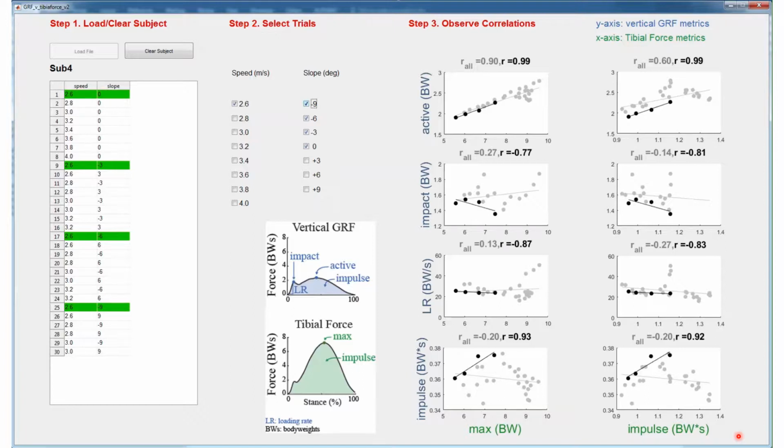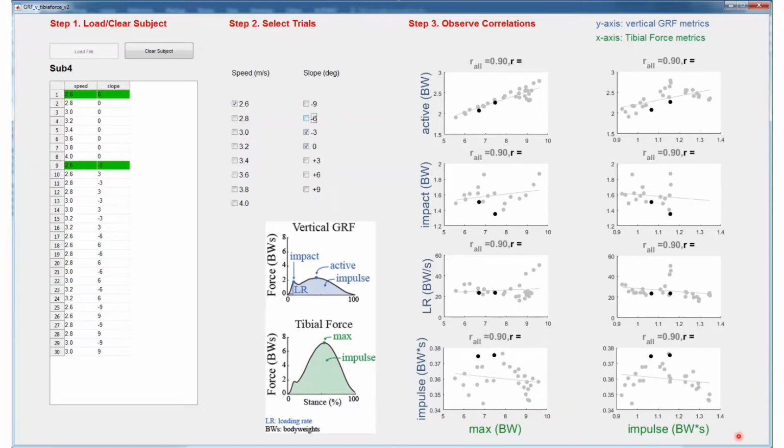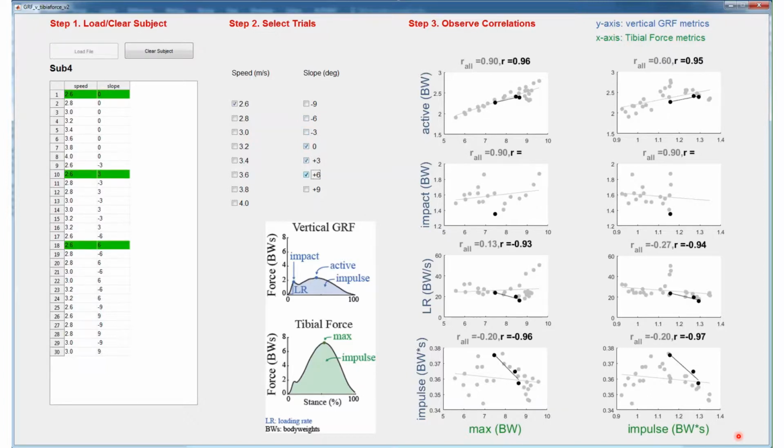Now, if we highlight the level ground and uphill portions of his run, we would find that decreases in the ground reaction force impulse correspond to increases in the tibial force metrics.